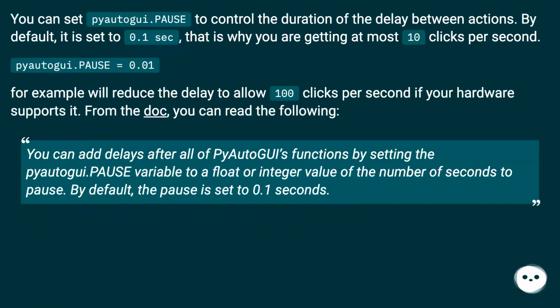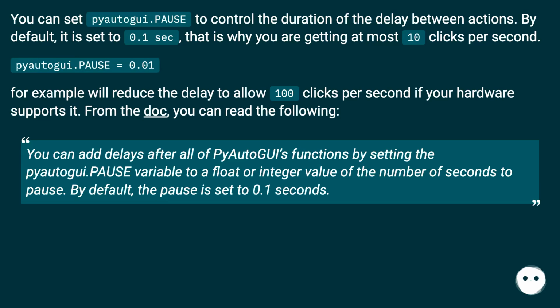You can set pyautogui.PAUSE to control the duration of the delay between actions. By default, it is set to 0.1 second, that is why you are getting at most 10 clicks per second. pyautogui.PAUSE = 0.01, for example, will reduce the delay to allow 100 clicks per second if your hardware supports it.